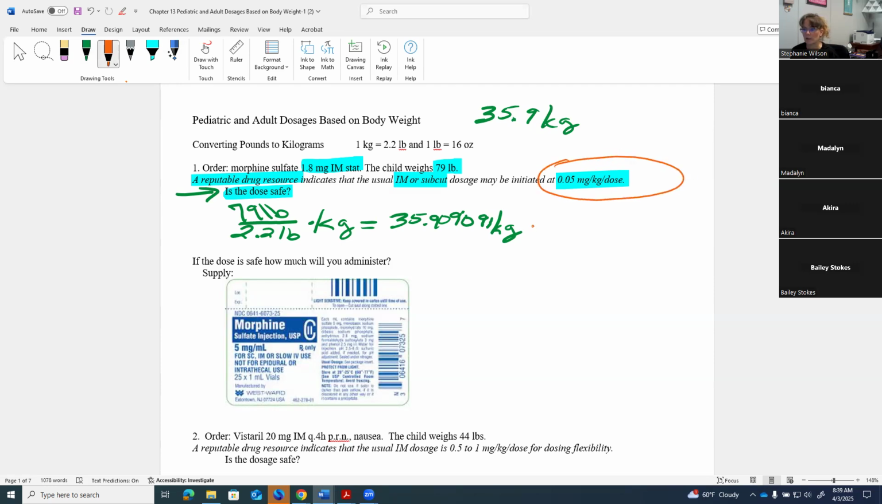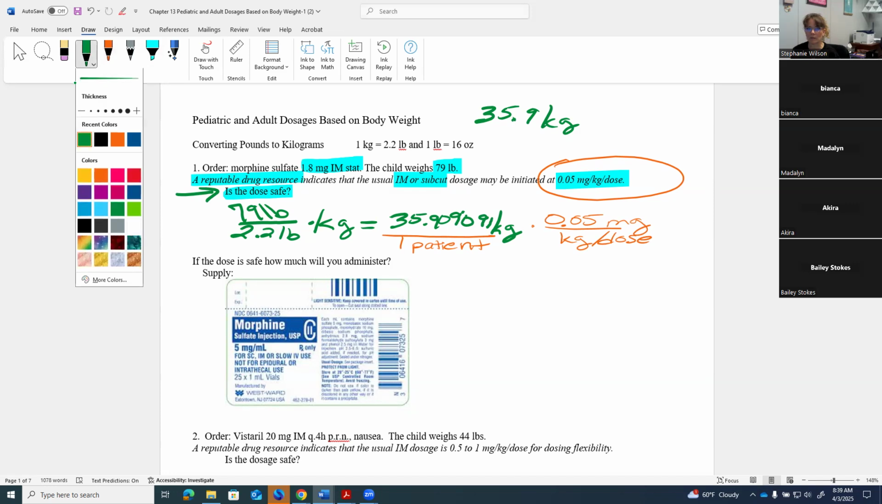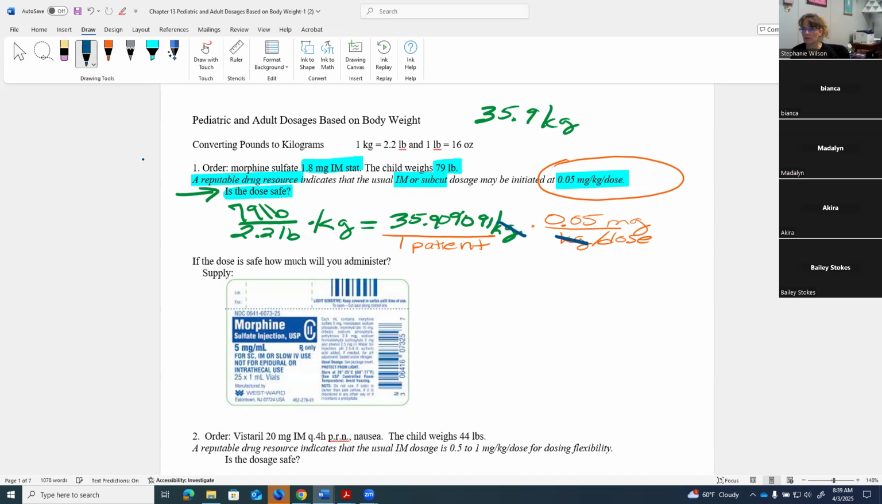So I'm going to leave all these digits and apply the recommendation to it. That means I'm going to multiply by 0.05 milligrams over kilograms per dose. I'm a visual person, so I'm going to put one patient underneath this. You do not have to; if you don't need that, don't apply it. To me, it's neater and less messy. Now I'm going to mark out the kilograms because they reduce, right? That leaves milligrams per dose, which is what we want.